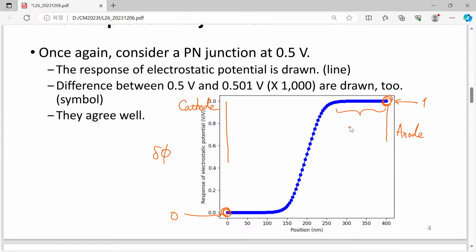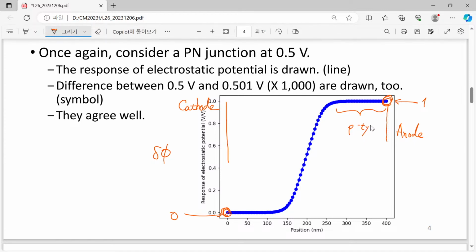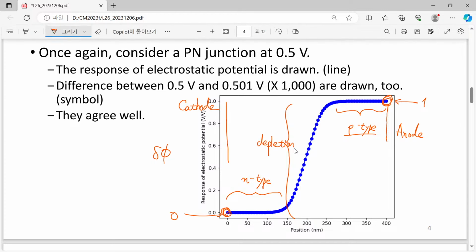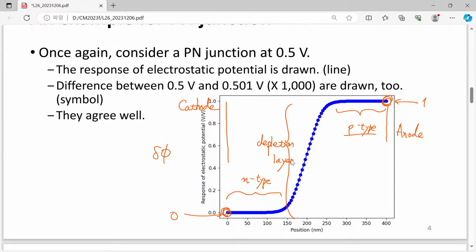In your neutral p-type region, there is no potential drop. Also in this part, your neutral n-type region, there is also no potential drop. The only potential drop can be observed in the central part, which is the depletion layer. So now all of the additional voltage is just applied to your depletion layer. That is quite normal.